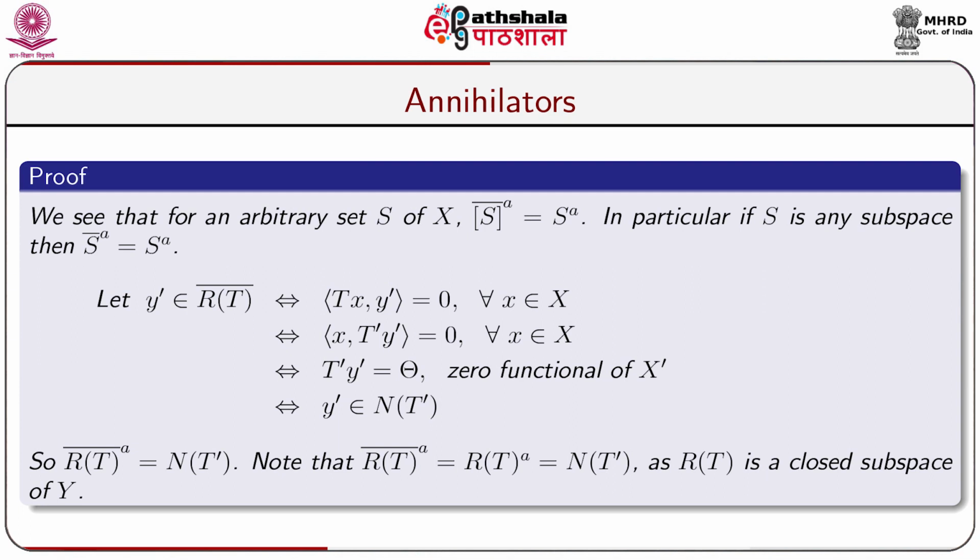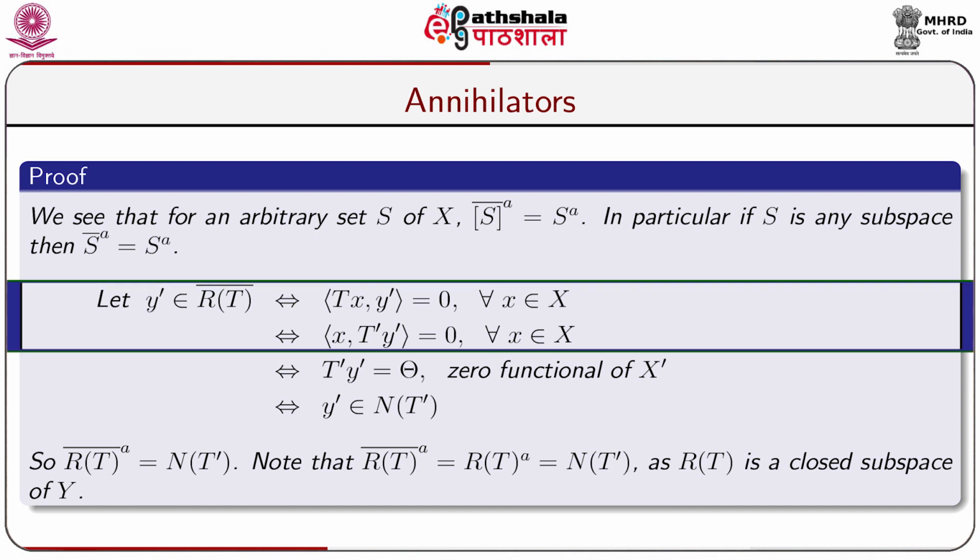The proof looks like this. We see that for an arbitrary set S of X, the annihilator of the annihilator of S bar is equal to S^A. In particular, if S is any subspace, then the annihilator of S bar is equal to S^A.